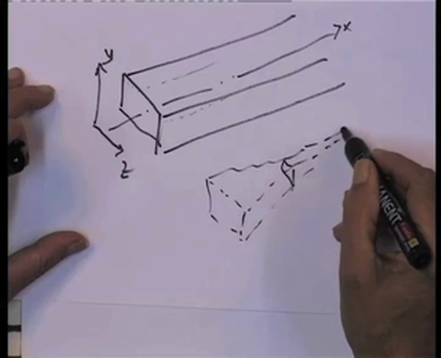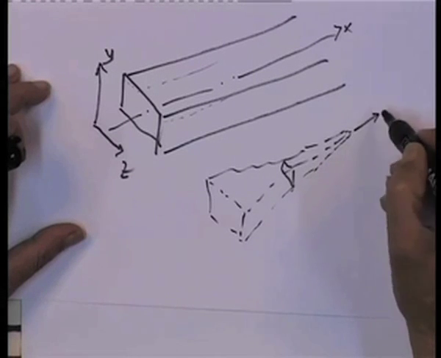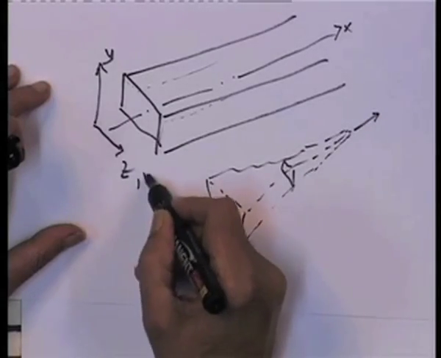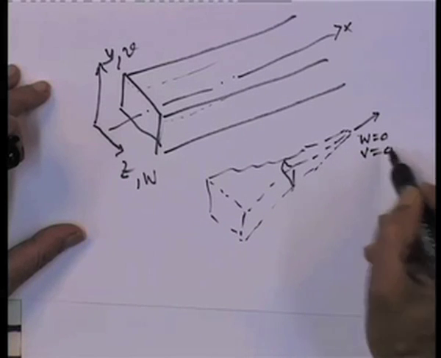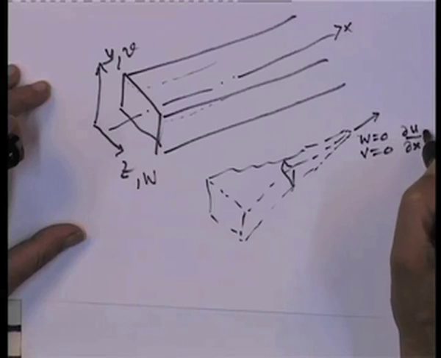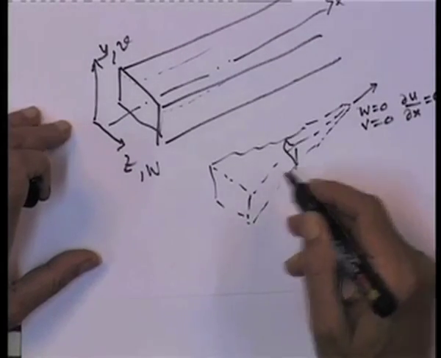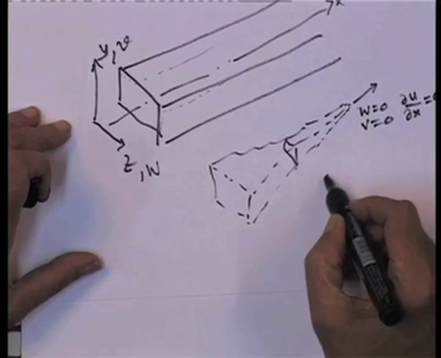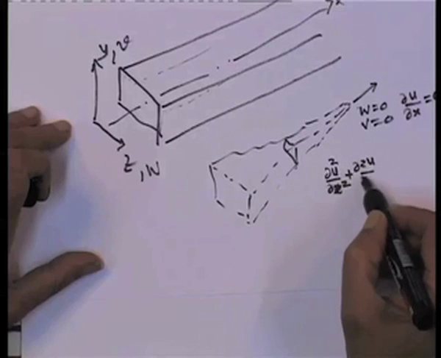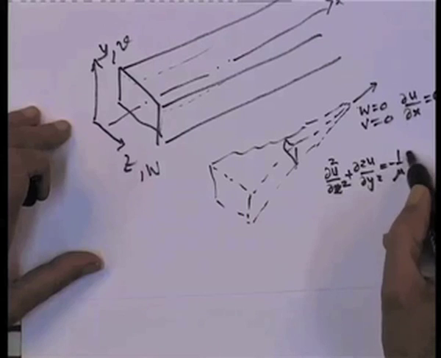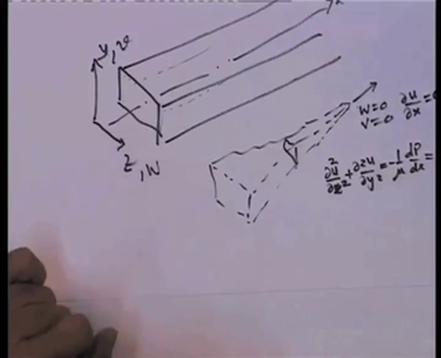And ultimately, the boundary layers will meet at some point. After that, the components W and V will be 0, and du by dx will be 0. Therefore, you are left with the equation for fully developed flow in a rectangular duct: d2u by dz square plus d2u by dy square equal to minus 1 over mu dp by dx, equal to constant. And that is what I have shown here.